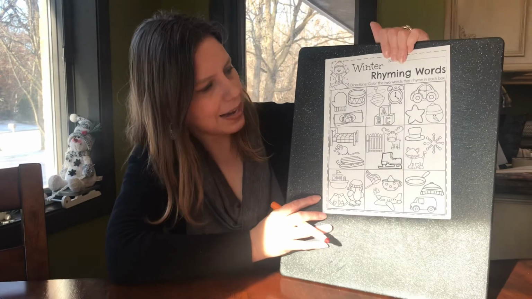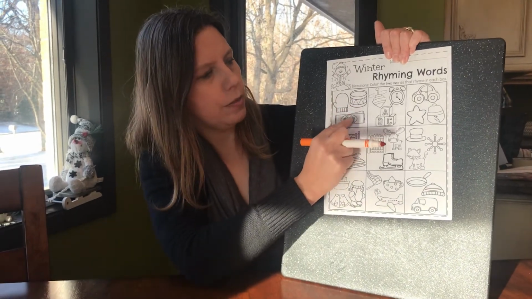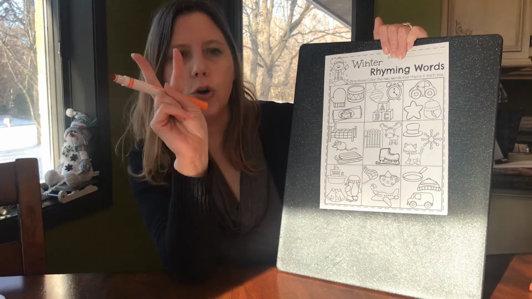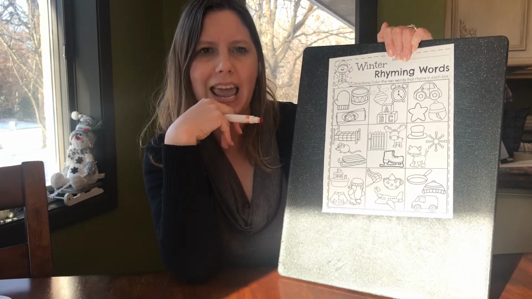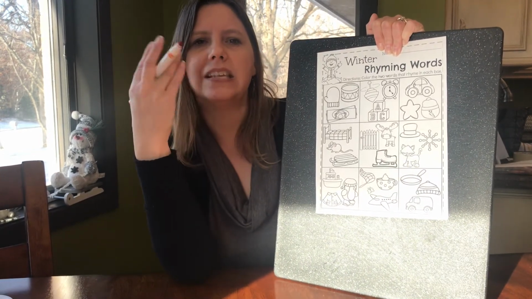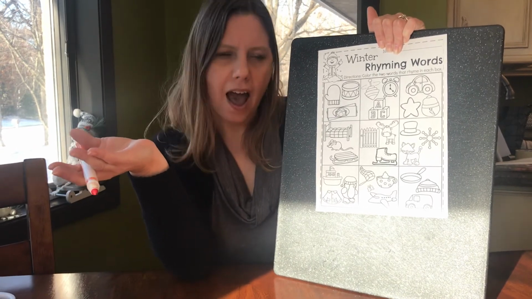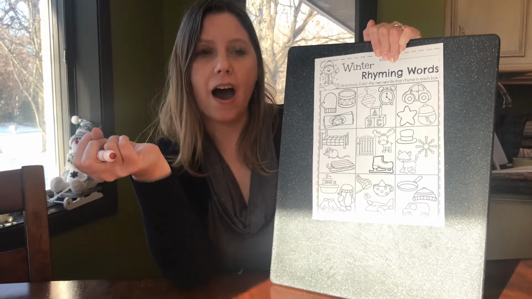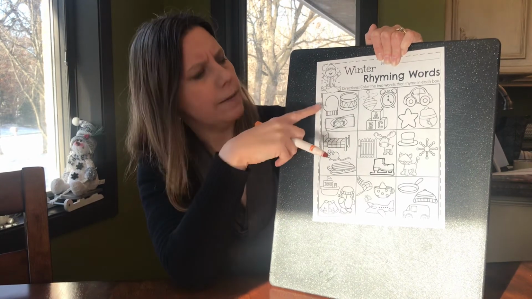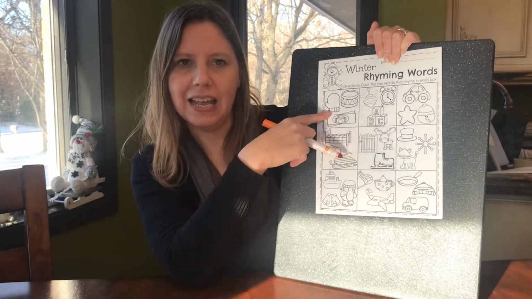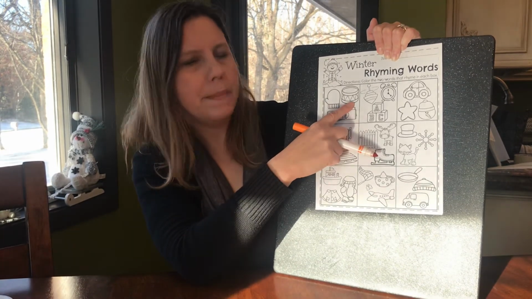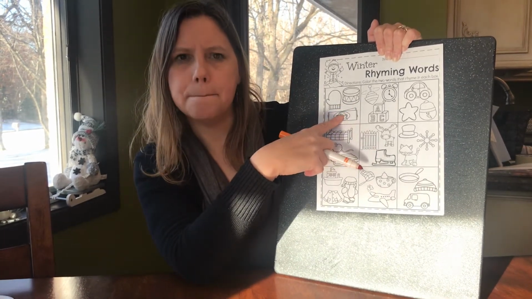Now in the box, there's 1, 2, 3 pictures. 2 words rhyme. That means 2 words sound the same. Like sock and lock. They both have ock. So let's start doing the first one together. So we have mitten, drum, and gum.